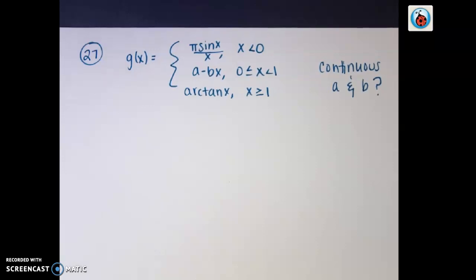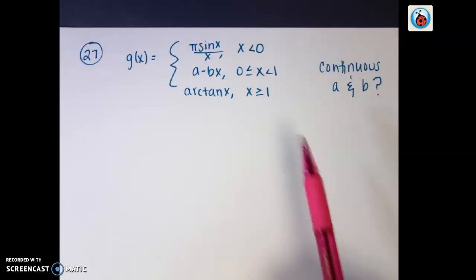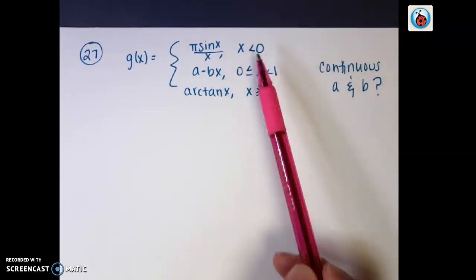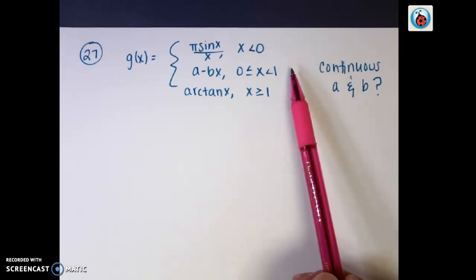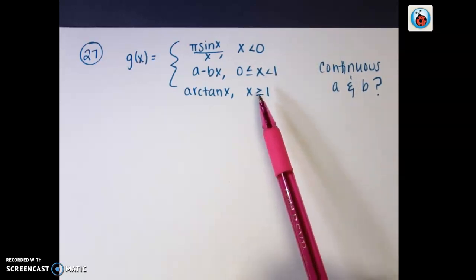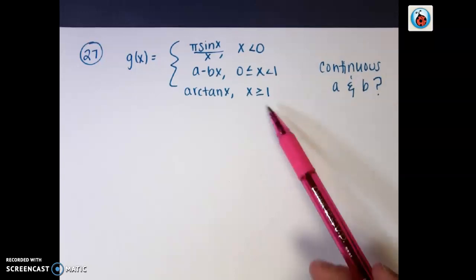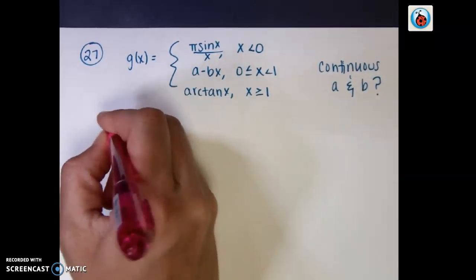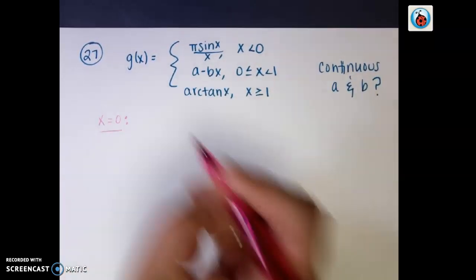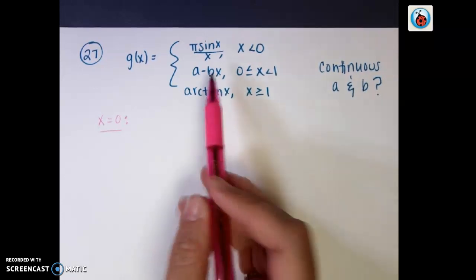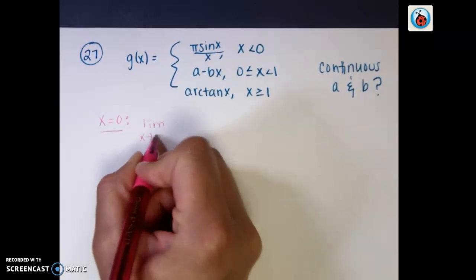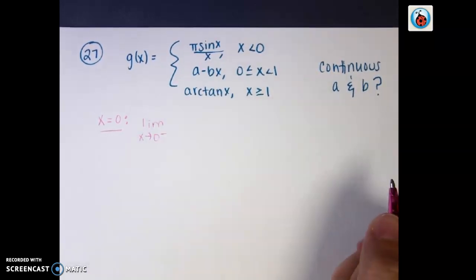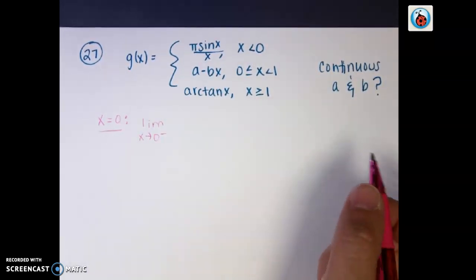Okay, so for 27, it says that it's continuous. We have another piecewise function, so this one has to be continuous at 0 and it has to be continuous at 1. Remember, for it to be continuous, the limit on the left and the right have to be equal to each other. So first off, we're just going to take a look at x equals 0. At x equals 0, if we were to do the limit as x approaches 0 from the left, because we're doing the left, you would use that top equation.